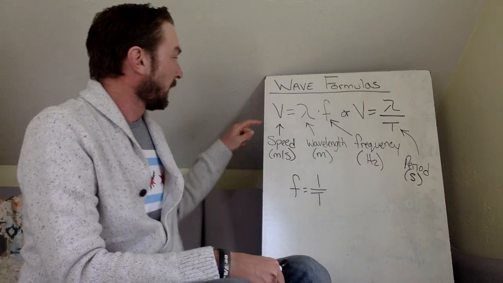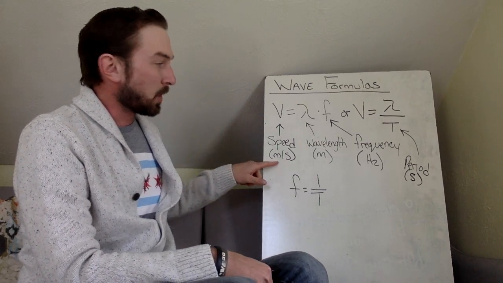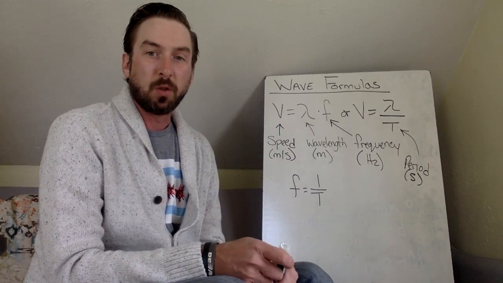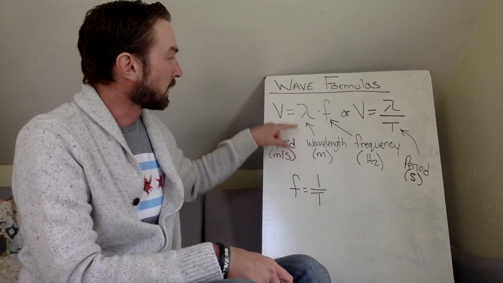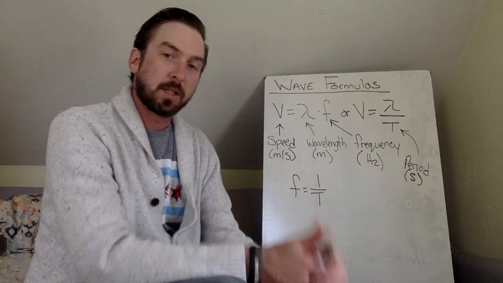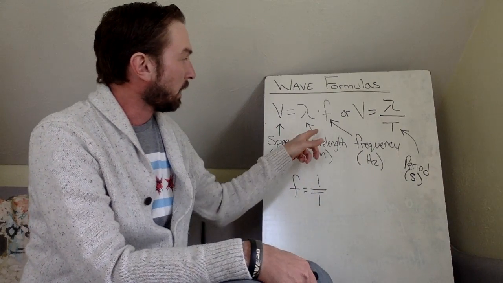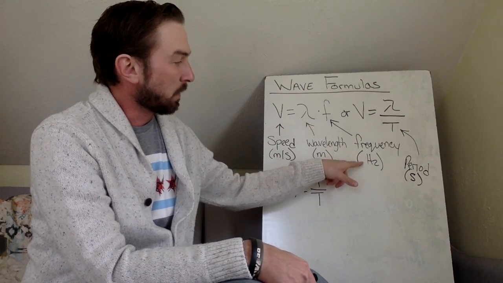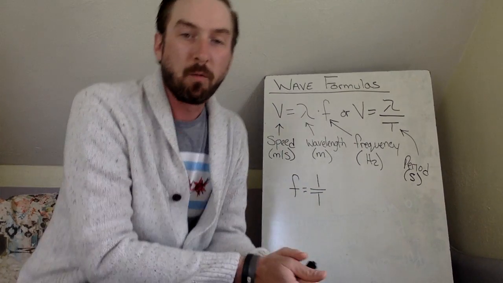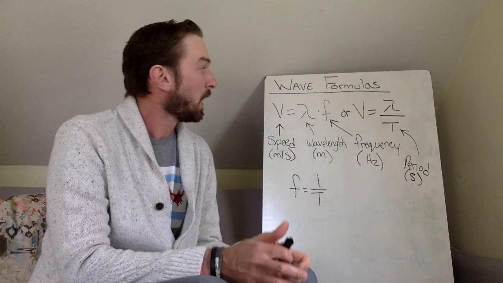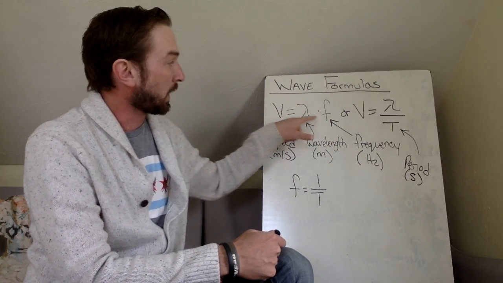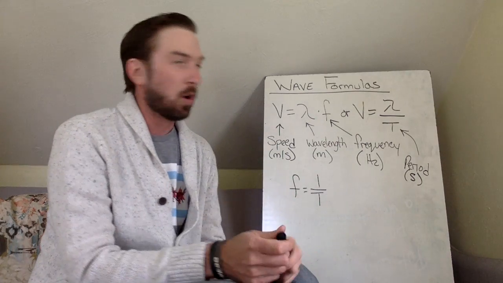We know that speed, the variable is v, is measured in meters per second. And with waves, we can calculate it in one of two ways. Wavelength, lambda is the variable, is a distance, so it's measured in meters. If you multiply it by the frequency, which is measured in hertz, the number per second of waves that occur, we can calculate speed equal to the wavelength times the frequency.